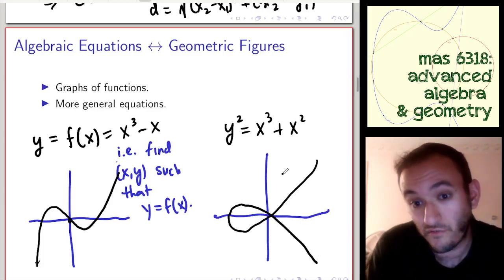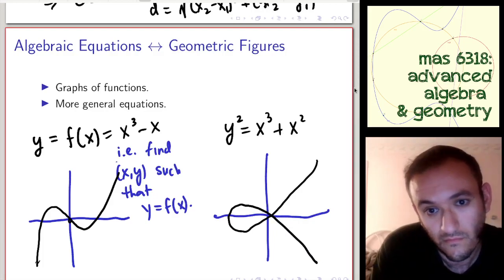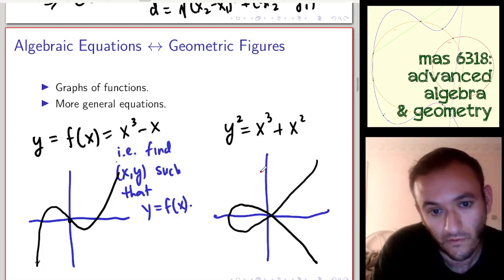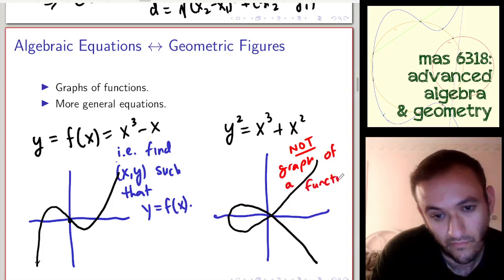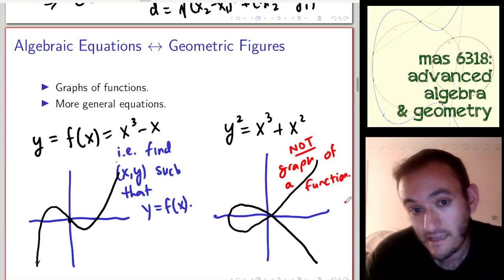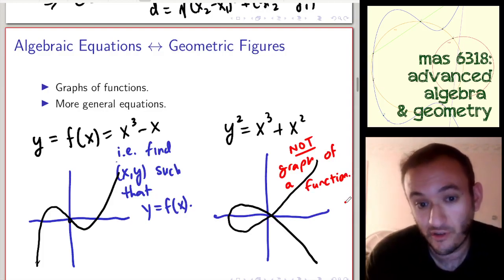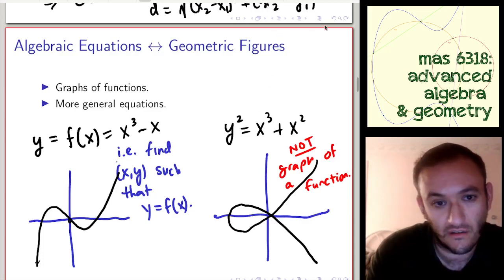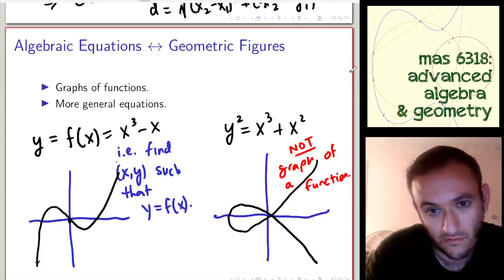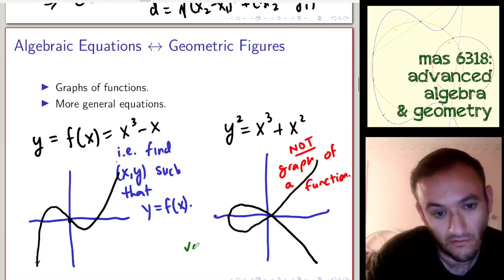Okay, so this is not the graph of a function. But it is a perfectly lovely geometric figure described by the set of points satisfying this equation. So it's valid as a geometric figure.